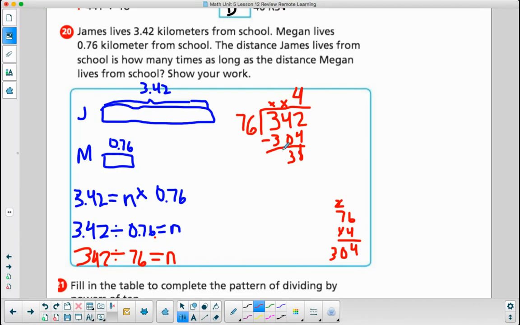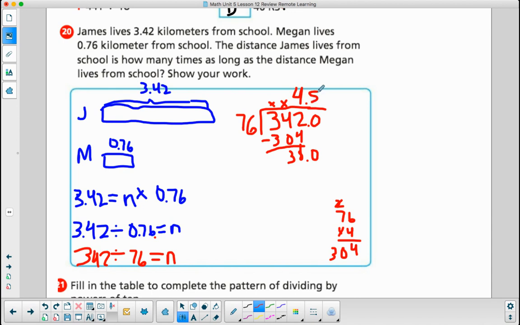Now I have a remainder of 38, but because we're in metric, we go to a decimal. So I'm going to put a decimal in my dividend and in my quotient and attach a 0. It's still 342. Bring down my 0. All right, now I can see that was 304. 76 more would be 380, so I can get 5.